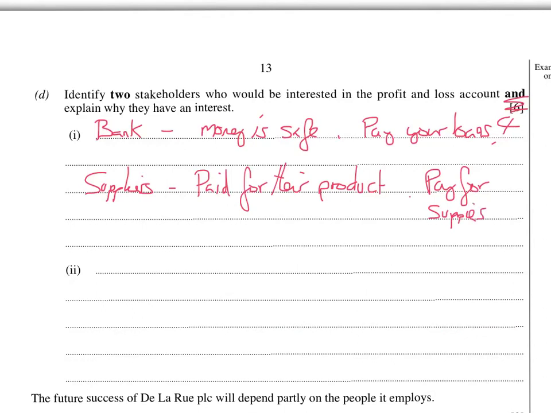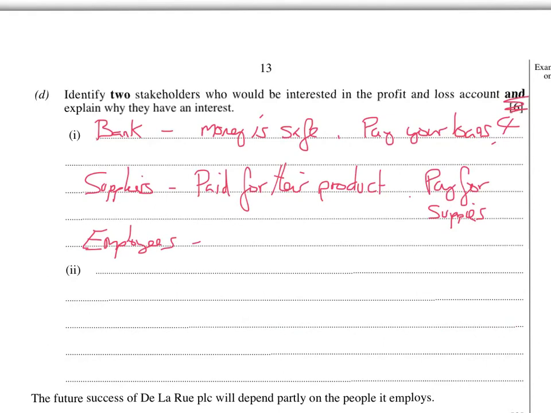Can't spell suppliers. Right. Which other stakeholders might be bothered by it? We've got banks so far. We've had suppliers. I'd say employees. They're going to be bothered because they want to make sure that... There's not a lot you can say on employees. There's a couple of things they want to make sure. One, they want to make sure that the company's doing well enough so they're not going to lose their job.